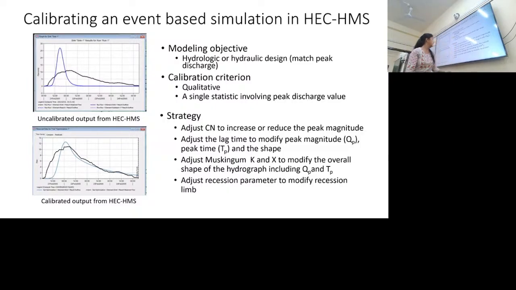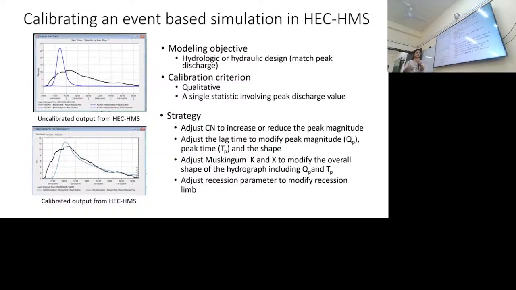So see, this is the uncalibrated model. The blue line is the observed runoff, the peak runoff, and this is the model simulated. So we can see the difference. Now our objective is to minimize this difference. So this is the calibrated one.